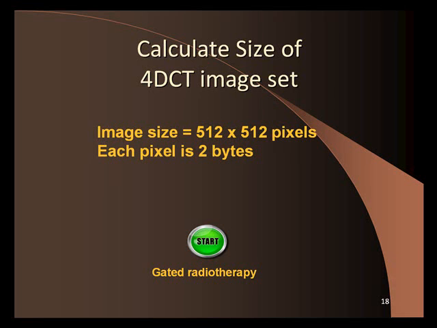Our TVs are like 1080 by 1080, or a lot more. Some of our computer monitors are 2000 by 2000. Anyway, a CT slice is 512 by 512 pixels. You can assume 1 pixel is 2 bytes. So I'm going to let you guys calculate. I think this is one of the assignments. Think about how many CT slices you're taking in a 4D CT, and calculate the total size in kilobytes. And this is a little movie of gated radiotherapy that we talked about, where the beam comes on only at a particular time.